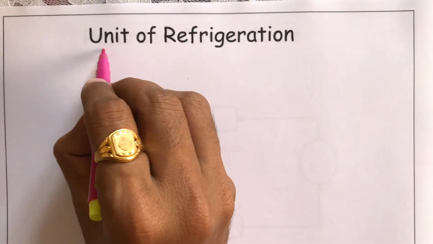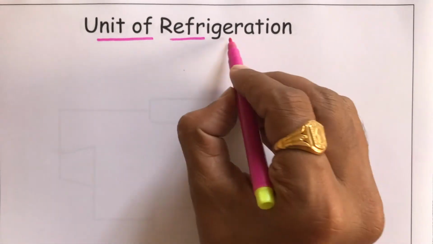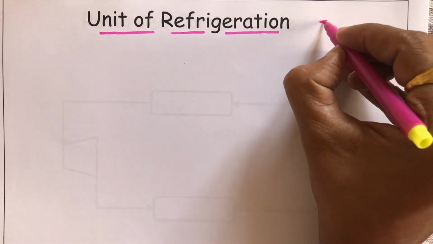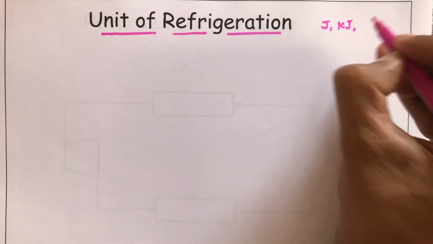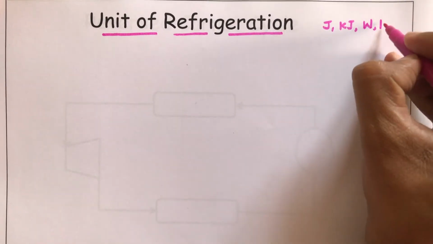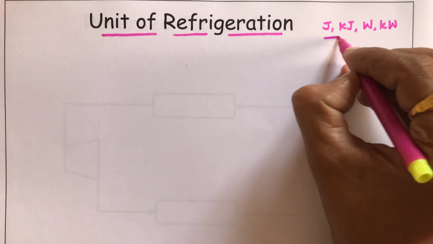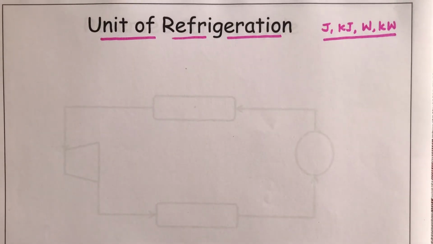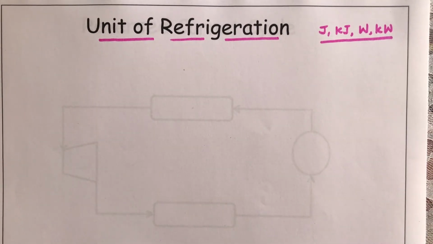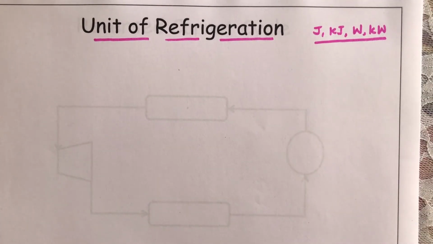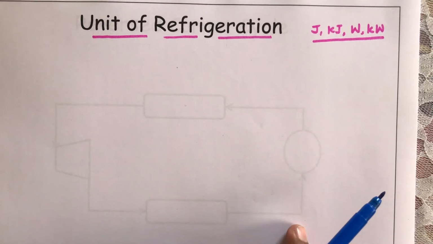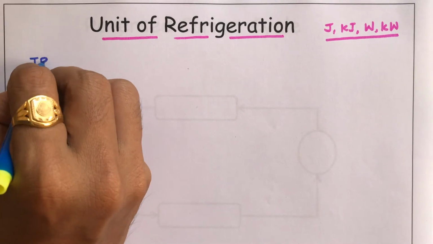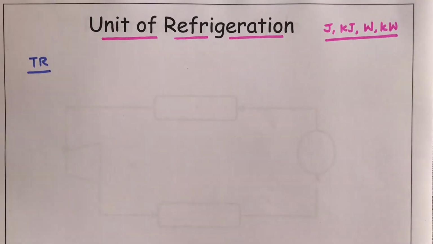Now let us study how we can measure the refrigeration effect. For measurement of heat, we have units such as joule, kilojoule, watt, kilowatt. Units like that are there for the measurement of heat, whether sensible heat or latent heat. Now, in order to measure the refrigeration effect produced, there has to be some unit. Let us define the unit of refrigeration. That unit is ton of refrigeration, briefly written as TR.